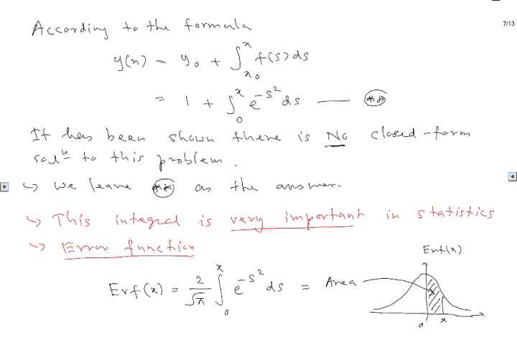This is very useful, and you can find these values in tables. Good. Now let's talk about the second type. What's the second type?